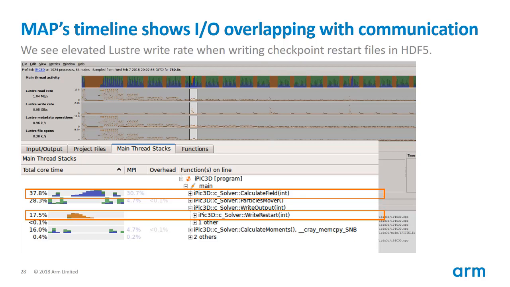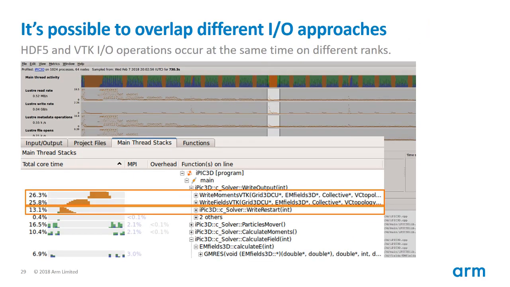And finally, this code region shows how different I/O schemes may in fact overlap at runtime across many MPI ranks. There's overlap between the VTK file write operations and the write restart operation. Achieving this kind of performance with a handwritten, naive I/O scheme would be very challenging, so I/O libraries that have knowledge of the underlying I/O system are usually the right choice.